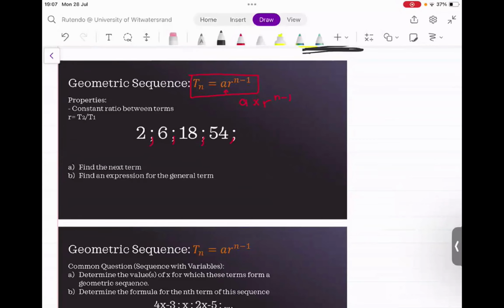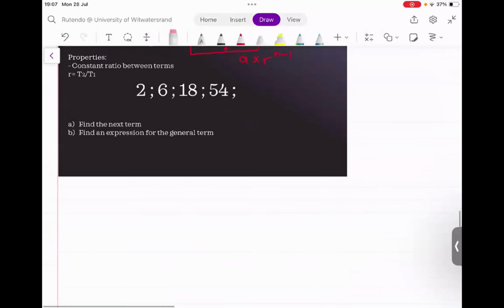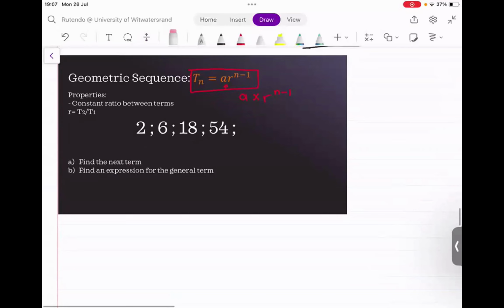So what we're going to do is, what is my A? Oh, sorry, I can't point to it. What is my A? My A is going to be 2. And then how do I find my R? T2 over T1. Perfect. Well done, guys. So I have T2 over T1. I'm going to choose just the 6 and the 2. So I'm going to say 6 over 2, and this gives me 3.